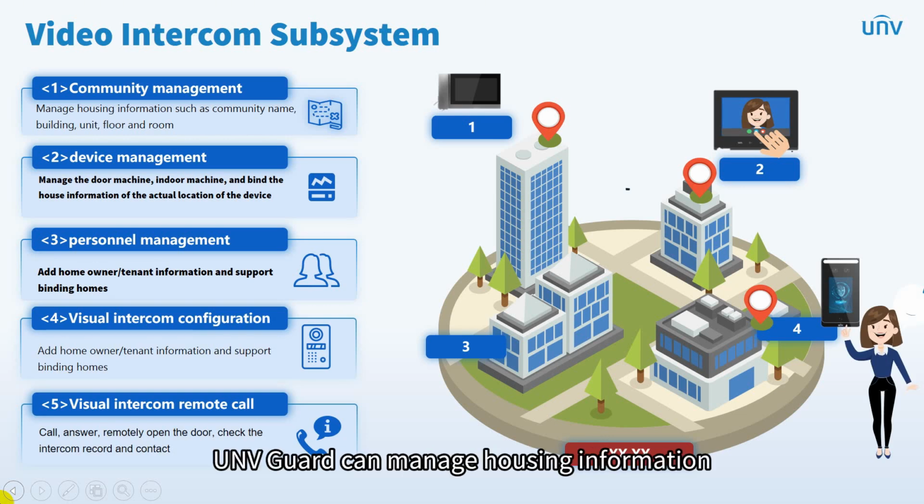UNV Guard can manage housing information such as community name, building, unit, floor, room, etc., and also combine the door unit and indoor unit to the house information of the actual location of the device. The administrator can add the owner and tenant information of the house to the specific house.